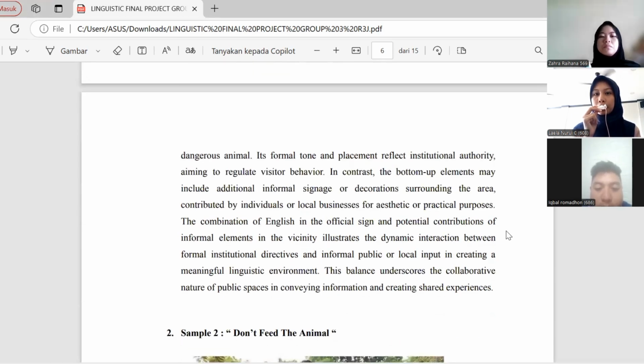The combination of English in the official sign and potential contributions of informal elements in the vicinity illustrates the dynamic interaction between formal institutional directives and informal public or local input in creating a meaningful linguistic environment. This balance underscores the collaborative nature of public space in conveying information and creating shared experiences.